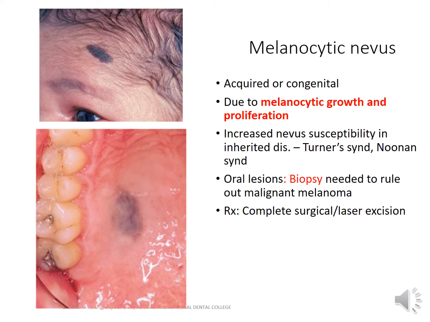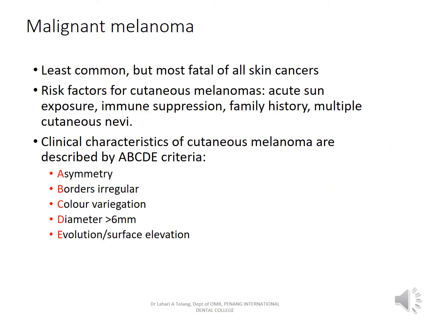On the other hand, a malignant melanoma, as the name itself suggests, is a malignant lesion. It is the least common but most fatal of all skin cancers. The risk factors for cutaneous melanomas, the ones which arise in the skin, are acute sun exposure, immune suppression, family history, and the presence of multiple cutaneous nevi itself.